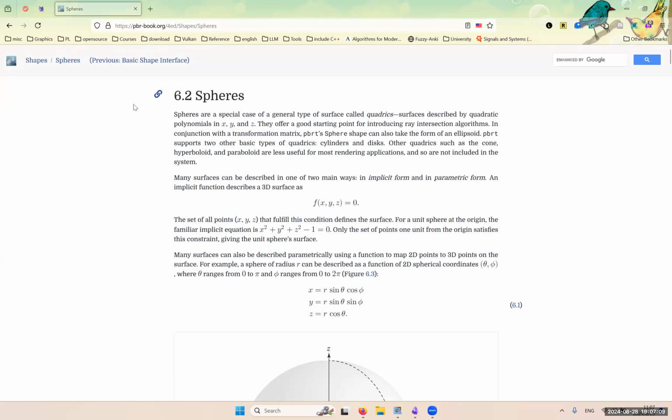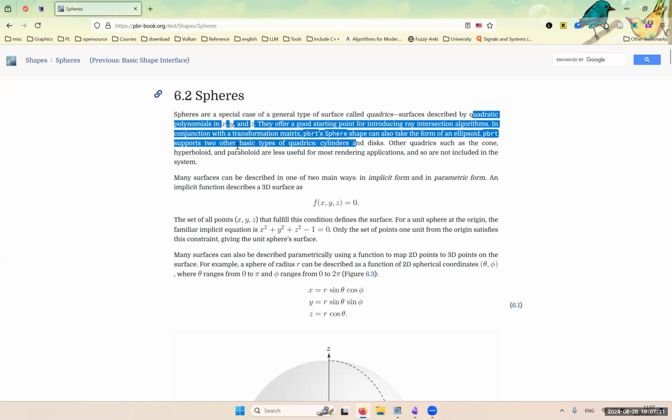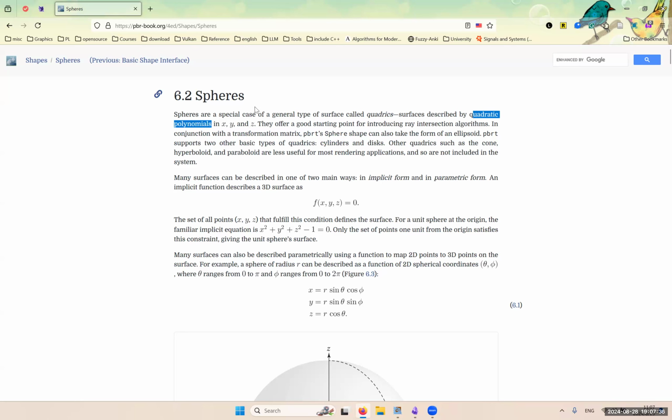Last time, we talked about the shape interface for all kinds of shapes. Today, we will just focus on spheres. Spheres are a special case of quadrics, which are surfaces described by quadratic polynomials. They offer a good starting point for introducing ray intersection algorithms.